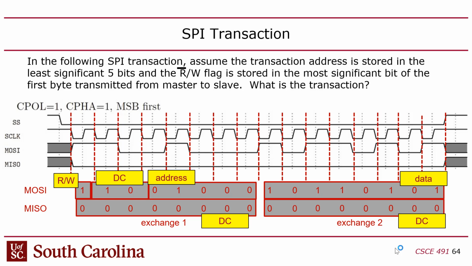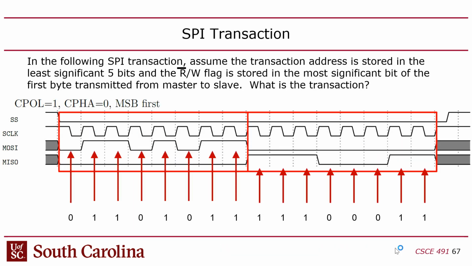I mentioned that because MISO is not active during the first exchange, I'm saying that these are don't care bits, meaning that the master is going to ignore those bits. So even if the slave were sending data during the first exchange, the master would ignore it. Likewise, it would do so during the second exchange as well. Okay, and then here's an example of a read. Everyone feel fairly comfortable with that? Reading those things?